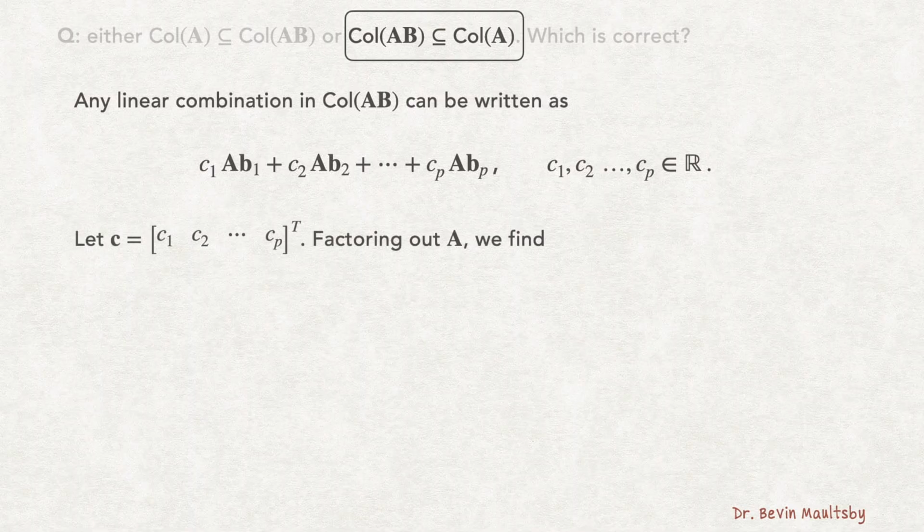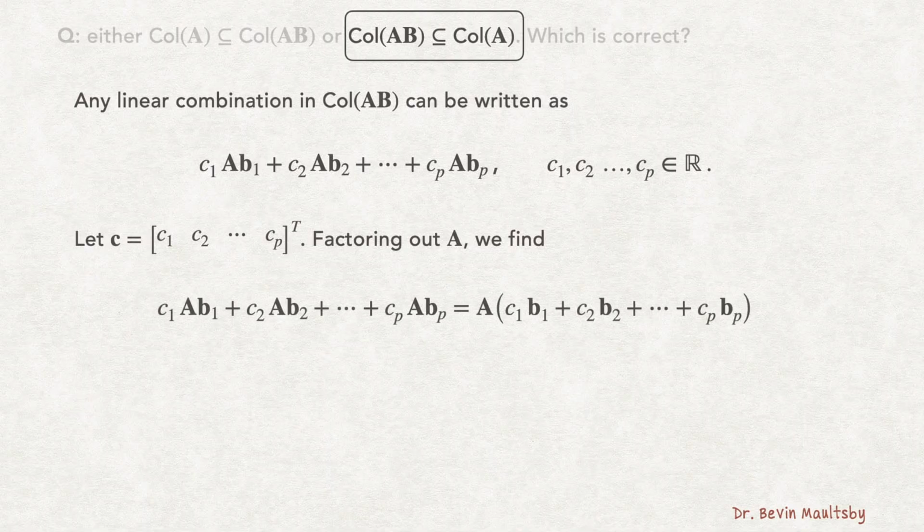Let me throw in some extra notation here. We can think of these weights, C1, C2 through CP, as entries in a vector C. Notice here that I am saying that C is a p by 1 vector. I'm writing it as a row vector transpose so that it's actually a proper column vector. Then let's do the most natural thing that we can looking at this linear combination and factor A out front. This operation makes sense because we know that matrix multiplication is distributive.